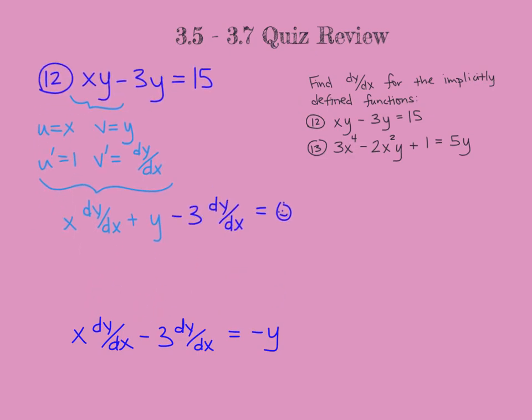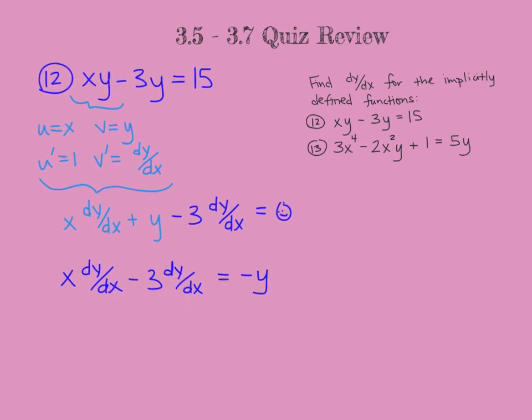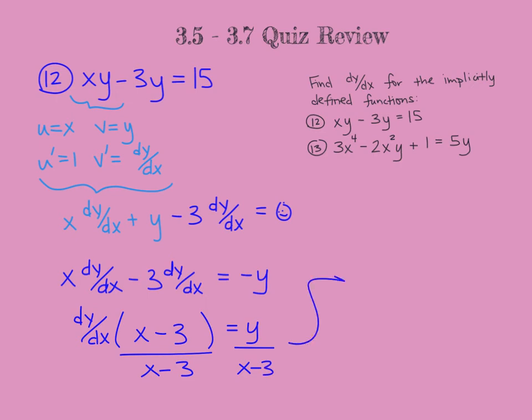Now the reason that we moved all those terms with dy/dx in it to the left is so we could factor out dy/dx. When we factor out dy/dx from both of these terms, we're left with x minus 3. Then we can divide both sides by x minus 3 to get dy/dx by itself. And therefore, we end up getting dy/dx equals y over x minus 3. So our derivative is also an implicitly defined equation.